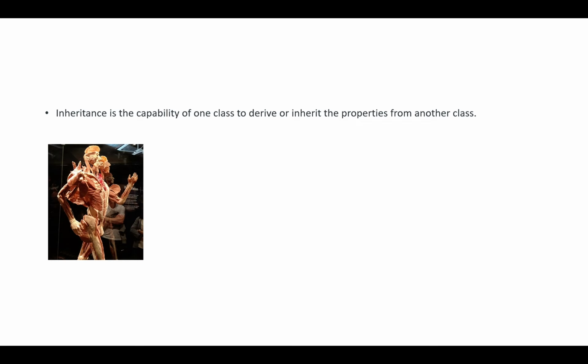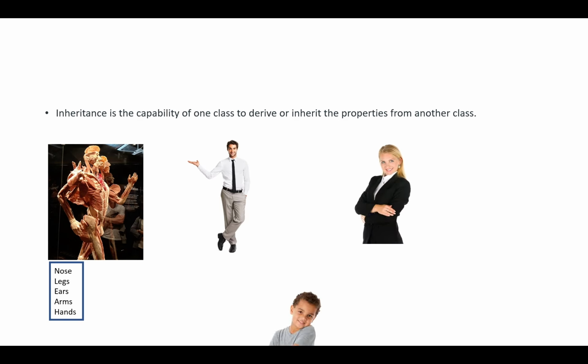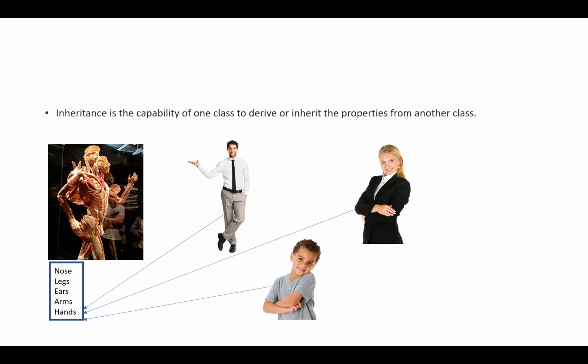For example, we have a base class, which is a human structure class, and obviously each human has a nose, legs, ears, arms, and hands. And there are different types of human: man, woman, children, and all of them possess the same characters. So there's a base class which we call the parent class, and the rest of them are child classes.